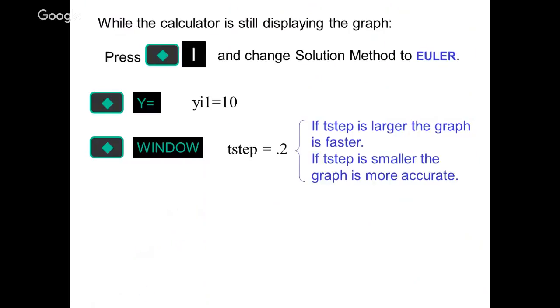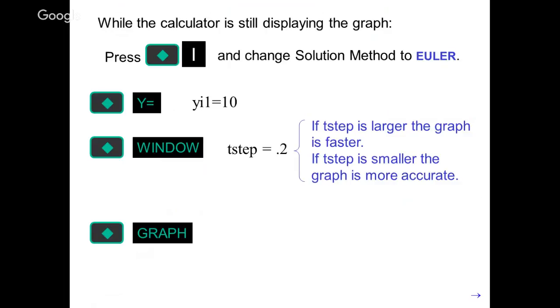The t step is bigger, the graph is faster. The smaller it is, the more accurate the graph is, so there's a trade-off. So what was it before we changed it? I thought it was 0.2 already. It was 0.1, so this is bigger, so what does that mean? It's going to be faster, but less accurate.